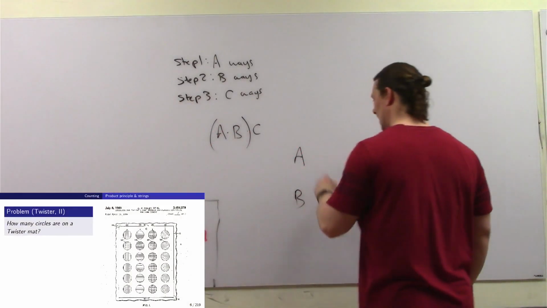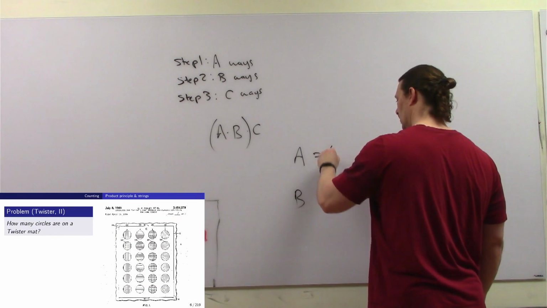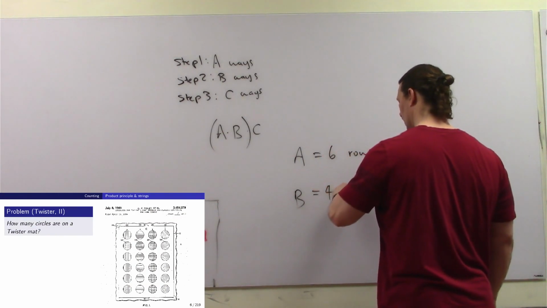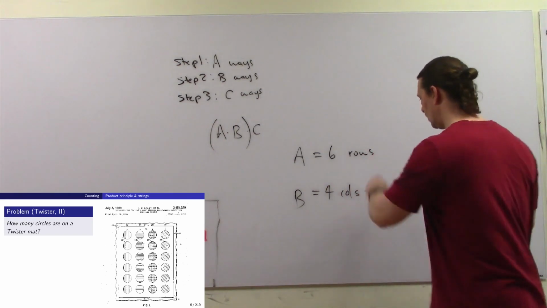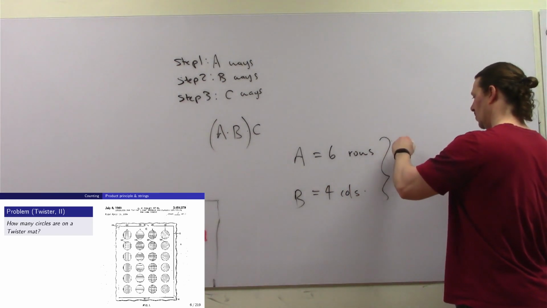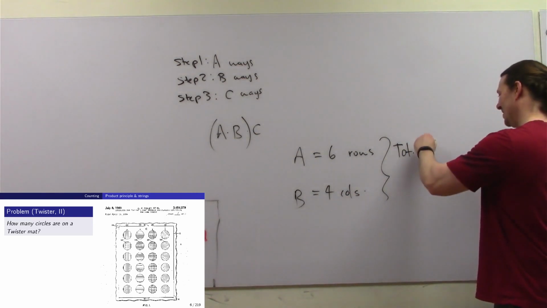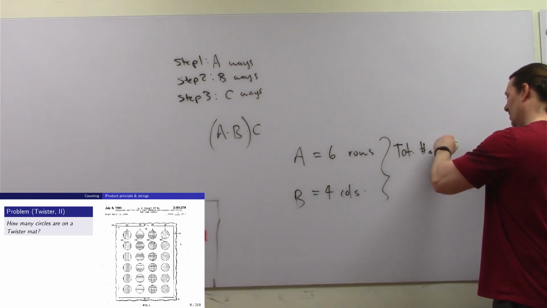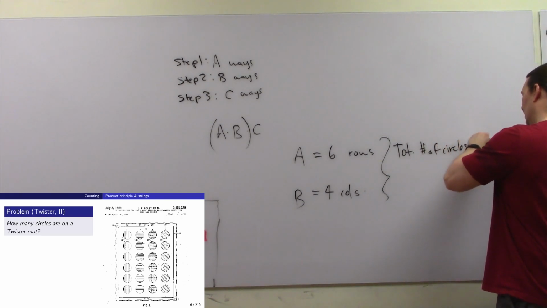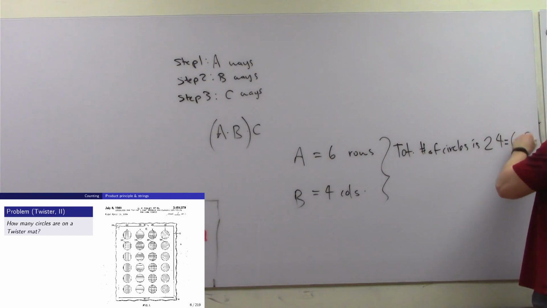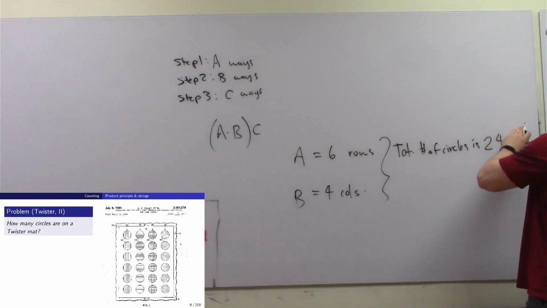And A is, well, in this case, equal to 6 rows, and B is equal to 4 columns. And so the total number of squares, I don't know why I keep saying squares, it's circles, but the total number of circles is 24, right? More importantly, it's 6 times 4, 6 times 4, yeah.